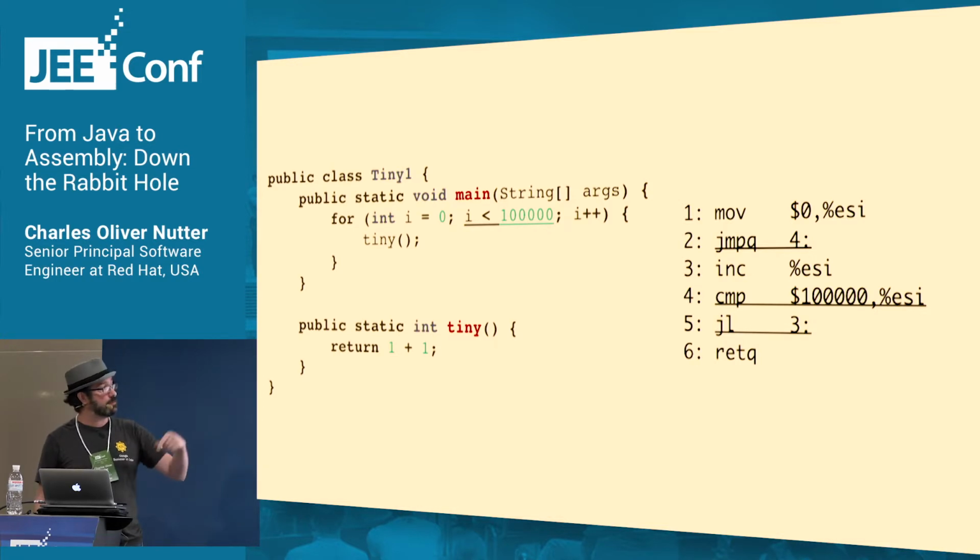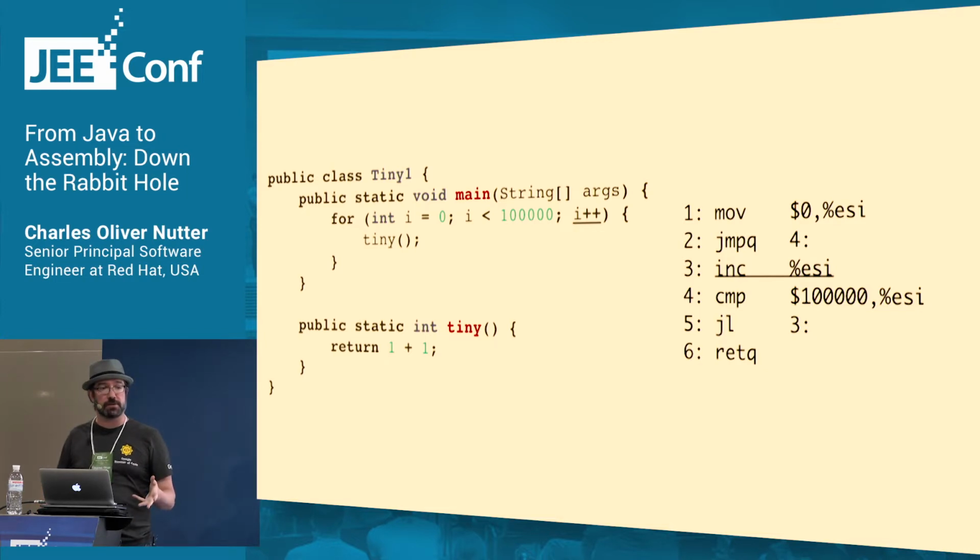So first of all, we jump down to a test. We test if this value is still less than 100,000. If it's still below 100,000, we jump back up to line 3 there. Line 3 is our increment of the I variable. And then eventually we exit the main method.